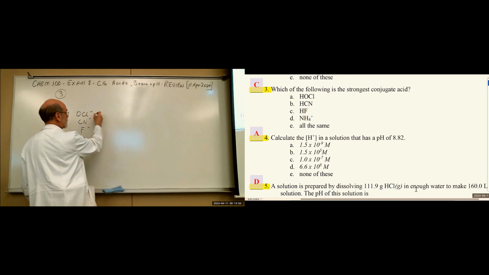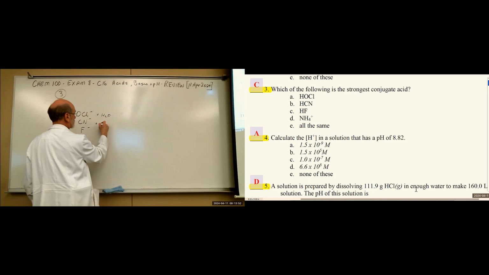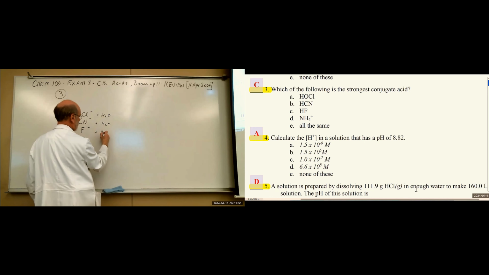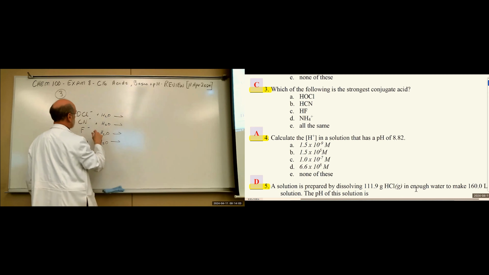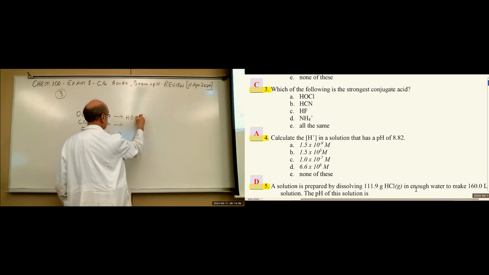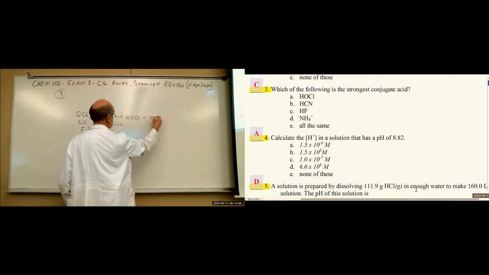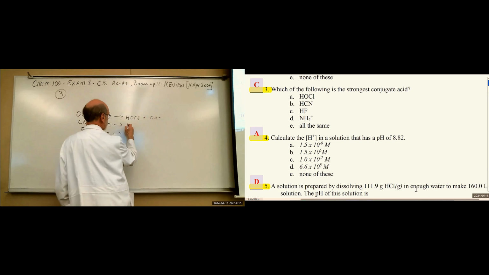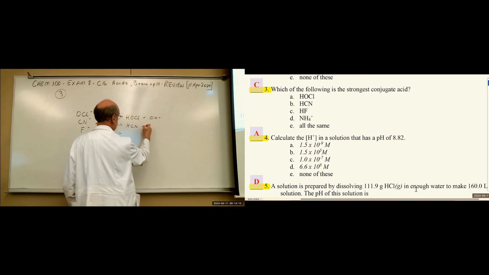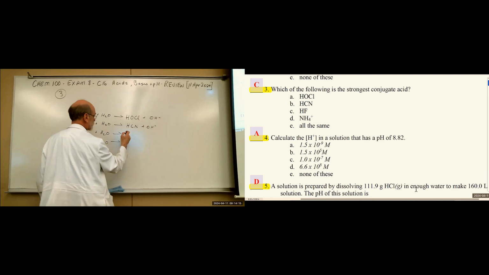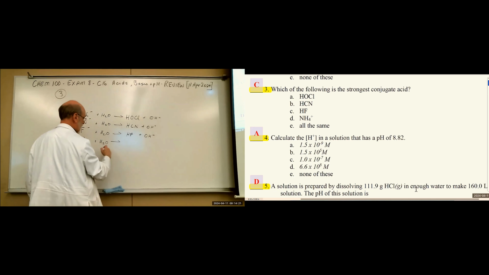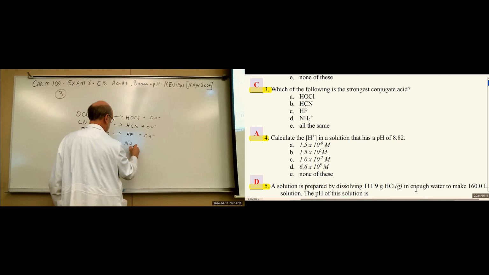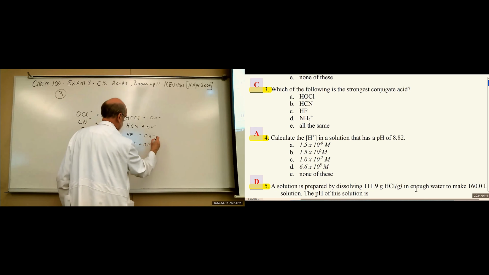Now, how would they do that? Well, each one would have to react with water. Right? And then this would produce a conjugate acid plus hydroxyl. This would produce that conjugate acid plus hydroxyl. This would produce HF plus OH minus. And this one would produce NH4 plus OH minus.